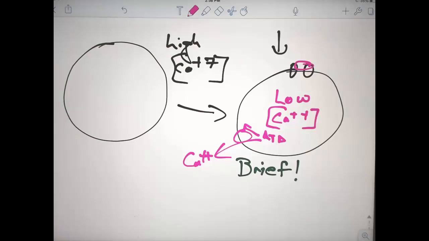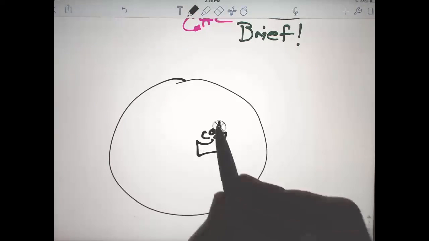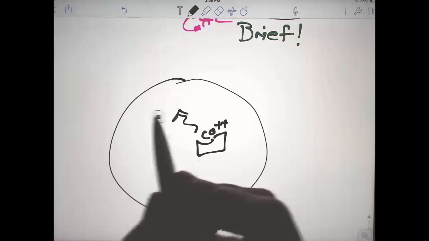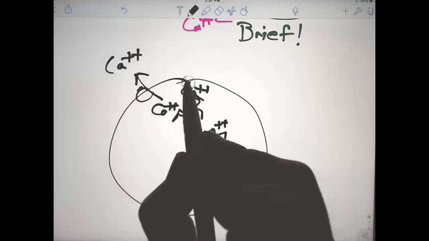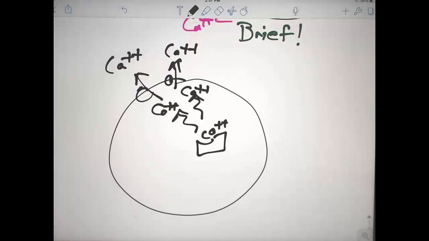That's critical for a second messenger because removing the calcium allows the cell to turn off whatever that calcium signaled. So the binding proteins that had calcium, that calcium escapes and is pumped out of the cell.